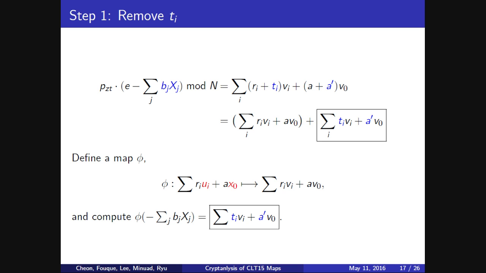For a top level encoding of 0, e, the zero testing is done after the size reduction process. So it can be written as follows. And the goal of the first step is to remove the box indication. If we define a map π using constants vi and v0, then the box value equals the π value of some ladder-related one.